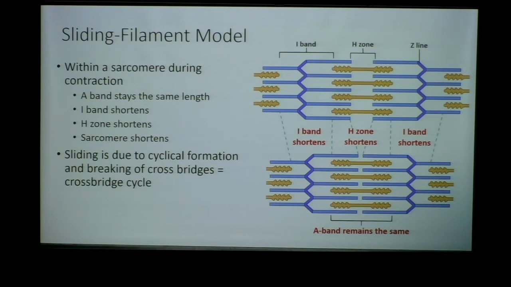So the sliding is due to the cyclical breaking and forming of these cross-bridge bonds. The connection between myosin, or the thick filament here, and actin is that cross-bridge cycling. So it's going to make contact with actin, drag it closer to the M line, and release contact. It's going to make contact again, drag it, and then release again. And that cyclical process is what brings actin closer, shortening the I band, shortening the H zone, but the A band remaining the same. Okay, I hope that makes sense.